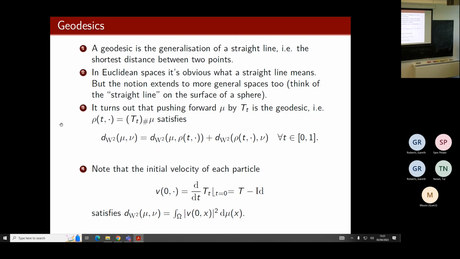Okay, and the initial velocity of each particle is exactly equal to the difference between the transport map and the identity. So v of x is equal to T of x minus x. And what this means is that I can write the Wasserstein distance as being the L2 norm of the initial velocity with respect to mu.